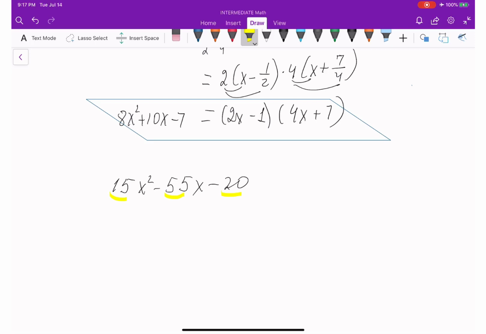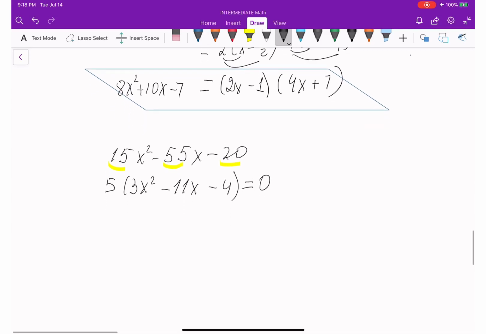By the way, I highly recommend every time you have to factor, first of all, check if there is a common factor to take out. Just like now, there is common factor 5. If I take it out, what will be left? 15 divided by 5, 3x squared. 55 divided by 5, 11. And 20 divided by 5 is 4. And assigning it to 0 as an equation. From here we can solve it already.